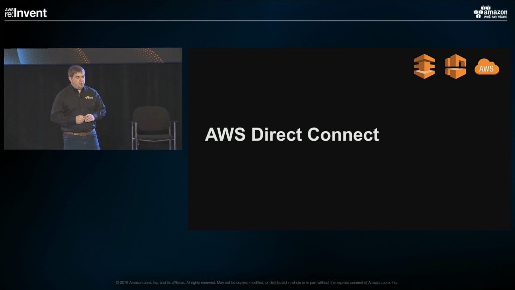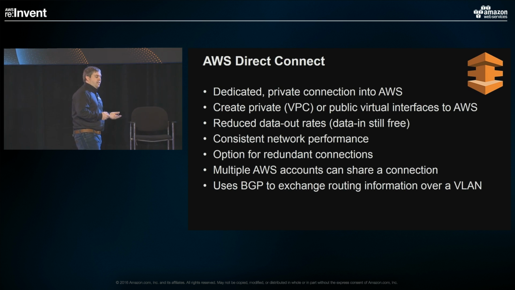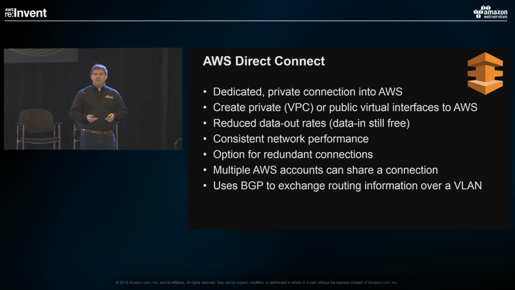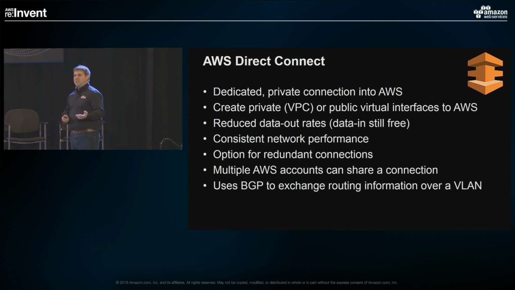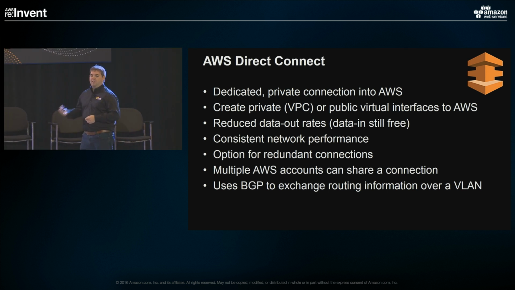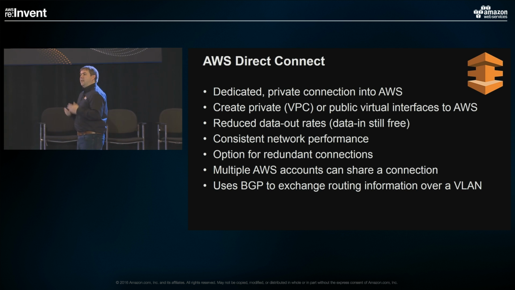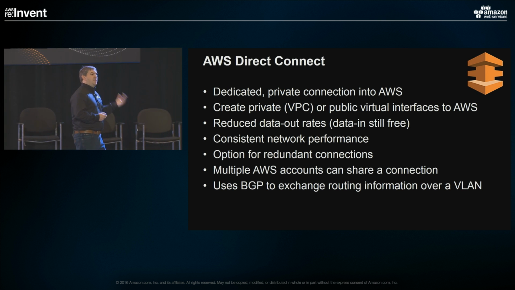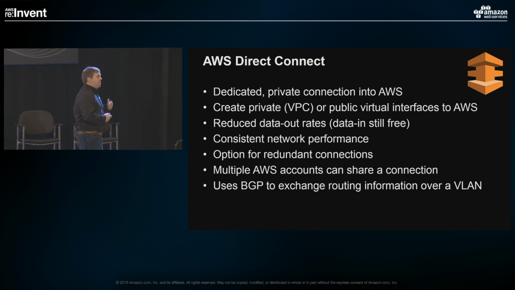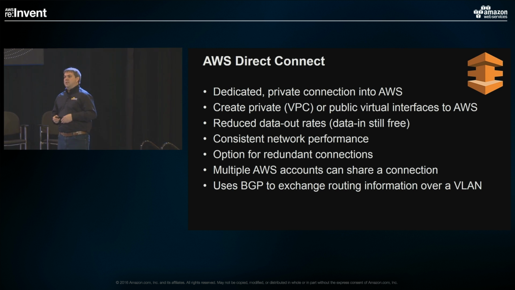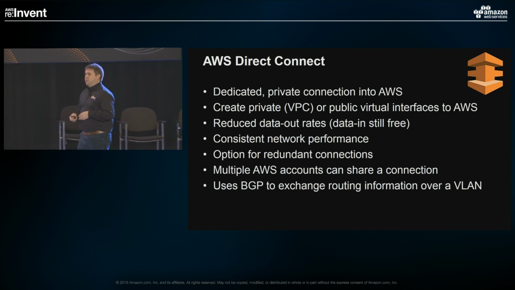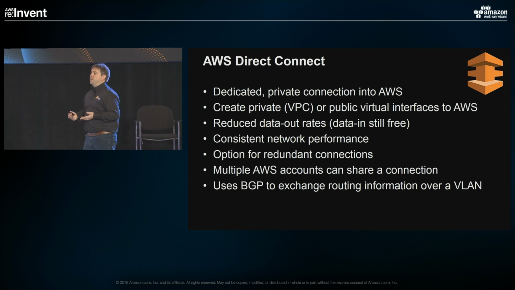So now let's also just touch on what is Direct Connect. Well, Direct Connect is a dedicated private connection into AWS. You can create private or public virtual interfaces that give you access to either your VPC or other AWS services that have public IP addresses. It enables you to benefit from reduced data transfer rates. Data transfer in still remains free, obviously, but data transfer out is at a lesser rate than internet data transfer. It gives you this consistent network performance. You can obviously configure the environment for redundant connections.